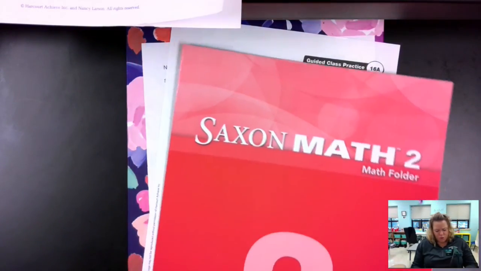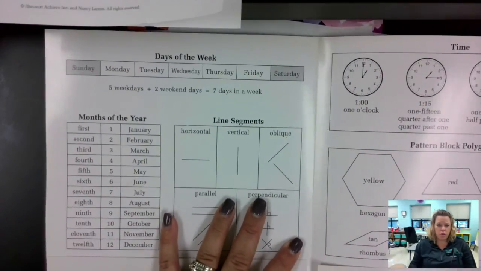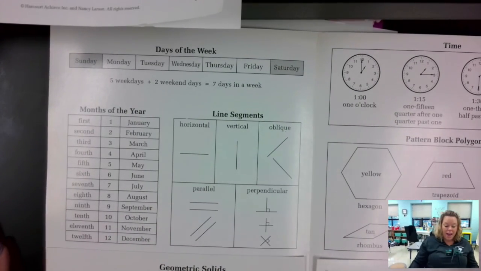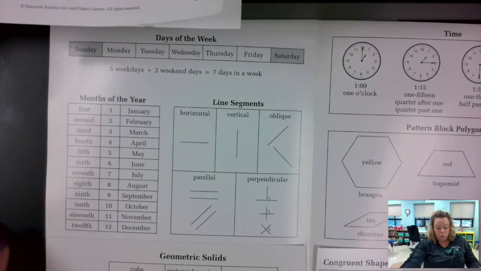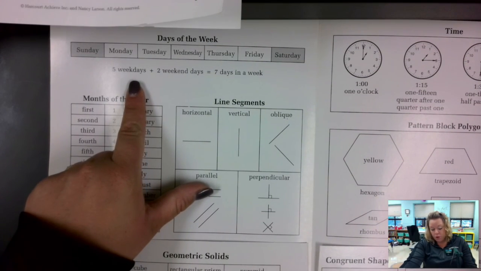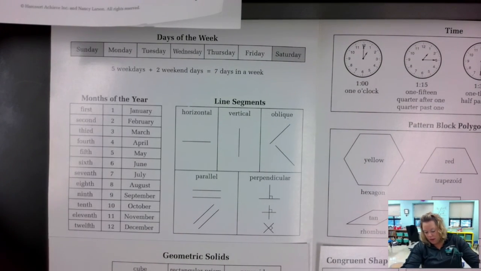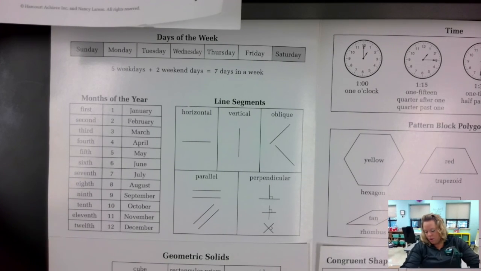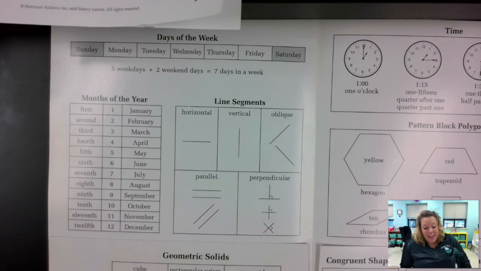So if you go ahead and you open up your folder, inside of your folder, you see that we have days of the week right here at the top, don't we? So we have these days of the week, and these days of the week are the same as what we go through every day in calendar. So we have Sunday, Monday, Tuesday, Wednesday, Thursday, Friday, and Saturday.